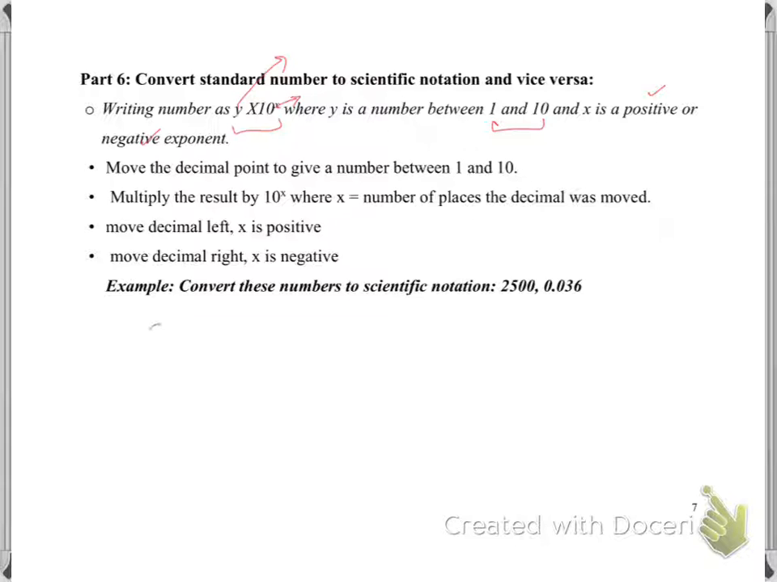So for example, let's say you are given 2500. These are numbers written in the standard form, and the question is to write it in the scientific form. Scientific form means your decimal has to be after the first non-zero number. That means your decimal has to be after 2. Where is the decimal right now? If you cannot see it, it's here at the end. Where should it be? It should be after 2, after the first non-zero number. So you're moving the decimal to the left. How many places? 1, 2, 3. If you're moving the decimal to the left, your x is positive.